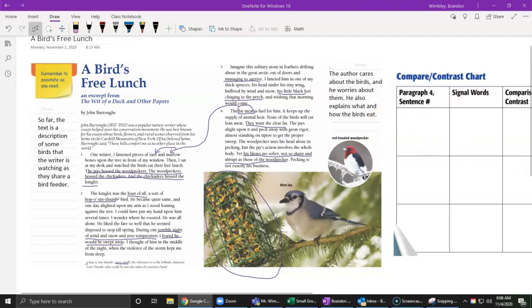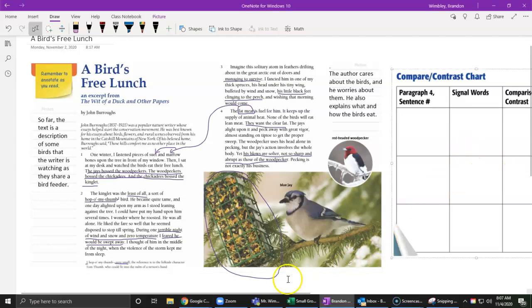So this is what's called a literary essay. It's using descriptive language to tell about a topic. In this case, tell us about birds, and it's going to contain different structures. And we're going to talk today about what those structures are. So one way that the author organizes information is by using a compare and contrast. This shows how two things are similar and how those two things are different. So today we're going to identify and describe the compare and contrast structure in A Bird's Free Lunch.